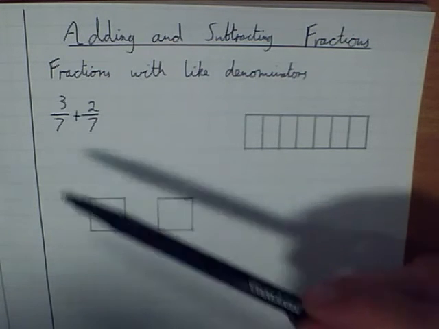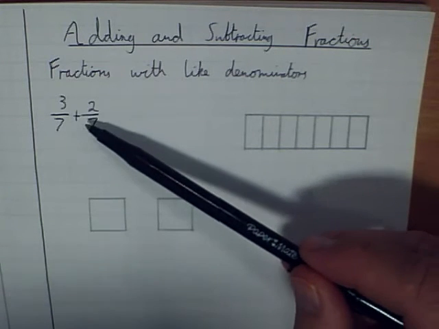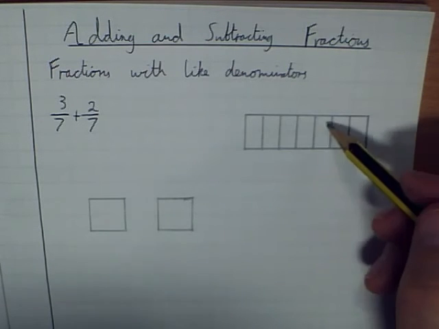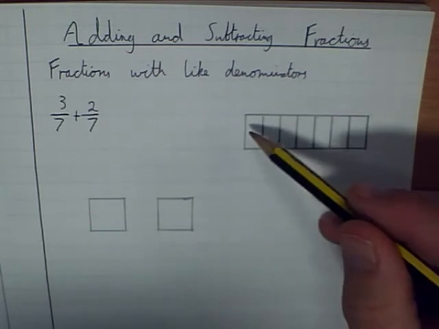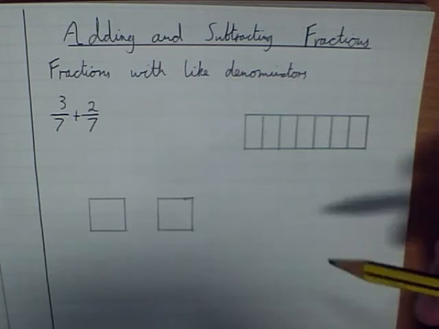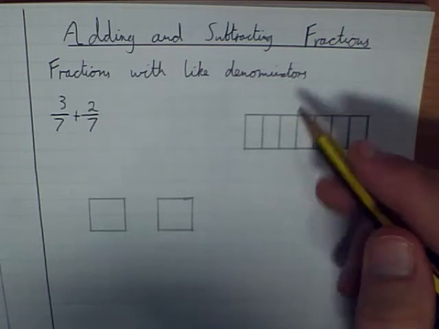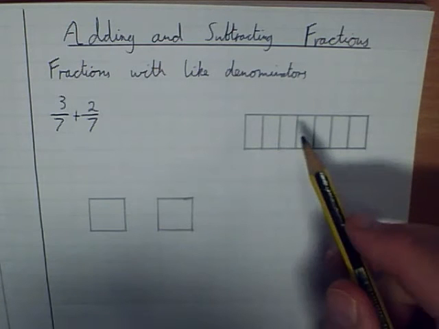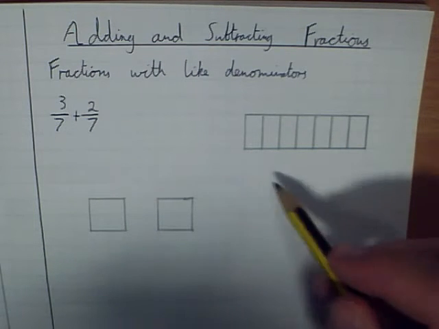So I've got 3/7, so that's 3 out of 7, plus 2/7. And I want to show you that with this diagram. I've got this rectangle which has been divided up into 7 parts. So each one of these is 1/7 worth. 1/7, 2/7, 3/7, 4/7, 5/7, 6/7, 7/7 makes a whole.